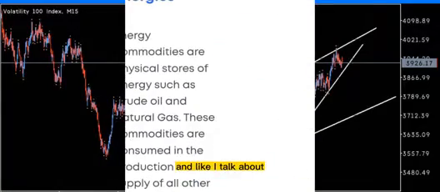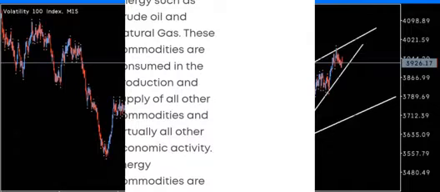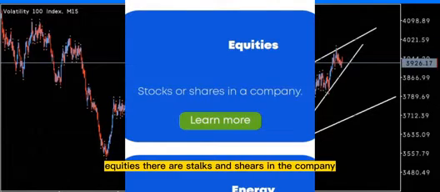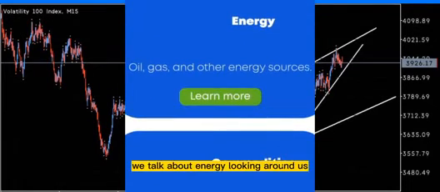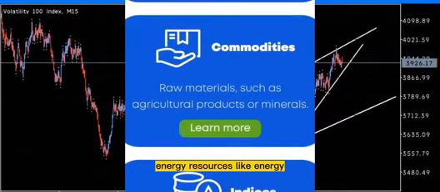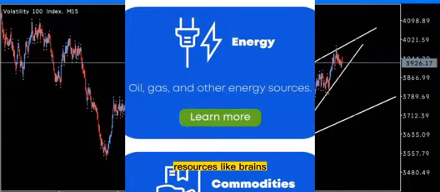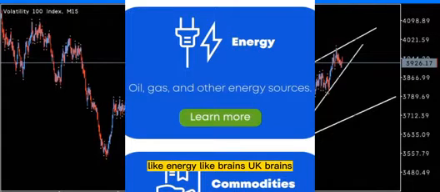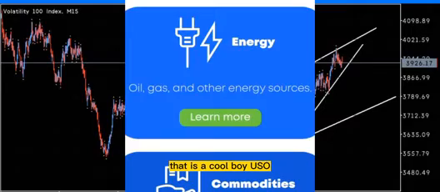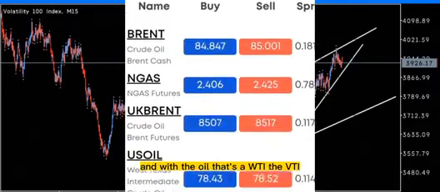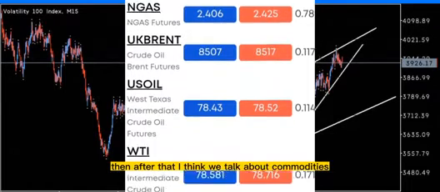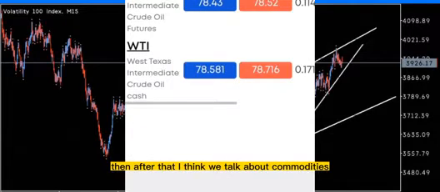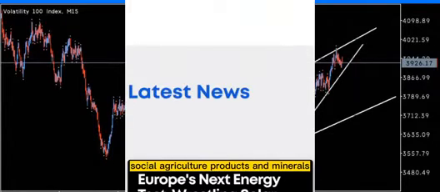And like I talk about equities, there are stocks and shares in a company. When we talk about energy, we are looking at oil and gas and other energy resources like Brent, UK Brent, that is a crude oil, US oil, then West Texas oil, that is a WTI. Then after that, I think we talk about commodities. Commodities like raw materials such as agricultural products and minerals.